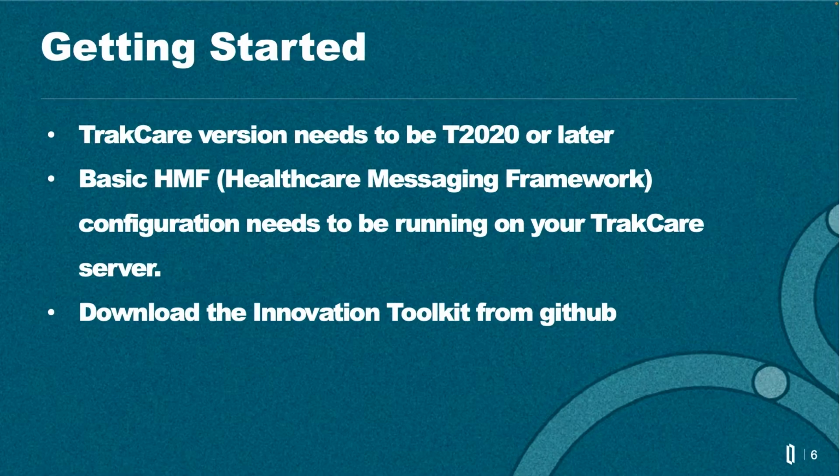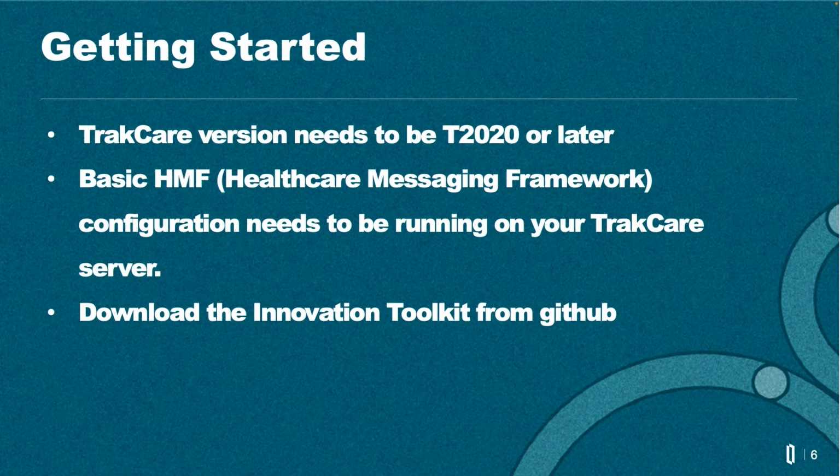So to get started with Innovation Toolkit, you just need to make sure you already have a recent version of TrakCare. We already support that from TrakCare T2020 and upper, so if you have 21 or 22, all of that is supported with Innovation Toolkit. You need to have what we call the healthcare messaging framework. That's a layer already coming as a part of TrakCare. It's not separate, it's already part of the solution, but you need to make sure that it's up and running and configured. And in all new installations now, it's already there.